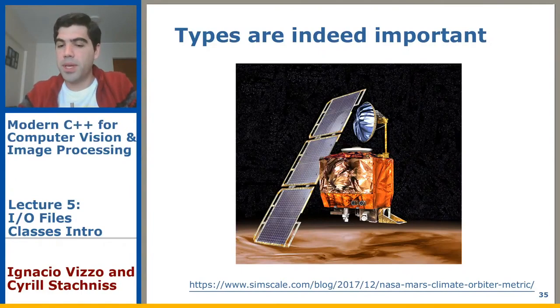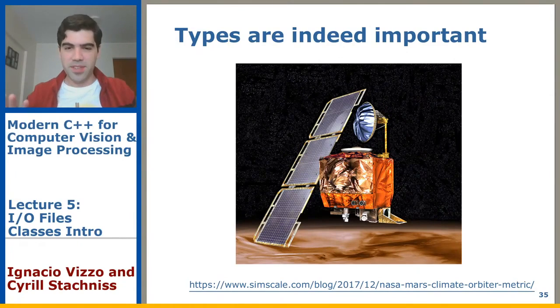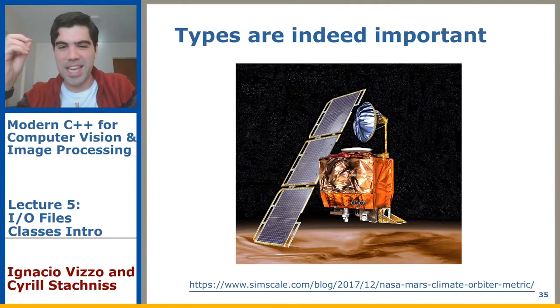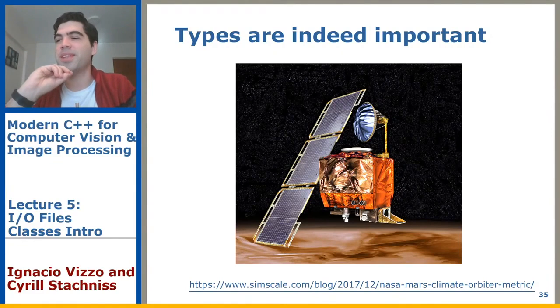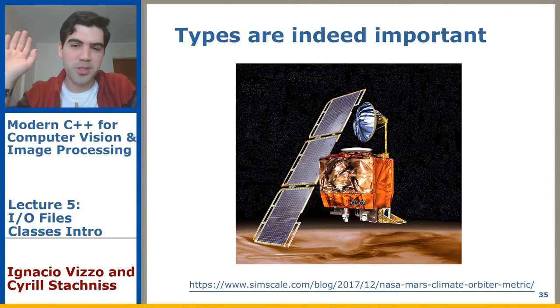There is one example here that I took from Bjarne, the creator of the language. There is this little guy that is called the Mars Climate Orbiter. By 1999, and believe me, there are plenty of these cases in the history of science, NASA sent this guy to orbit Mars, and then when he was about to reach its orbit, something happened and we never saw this guy again. So the poor Mars orbiter was lost in space.